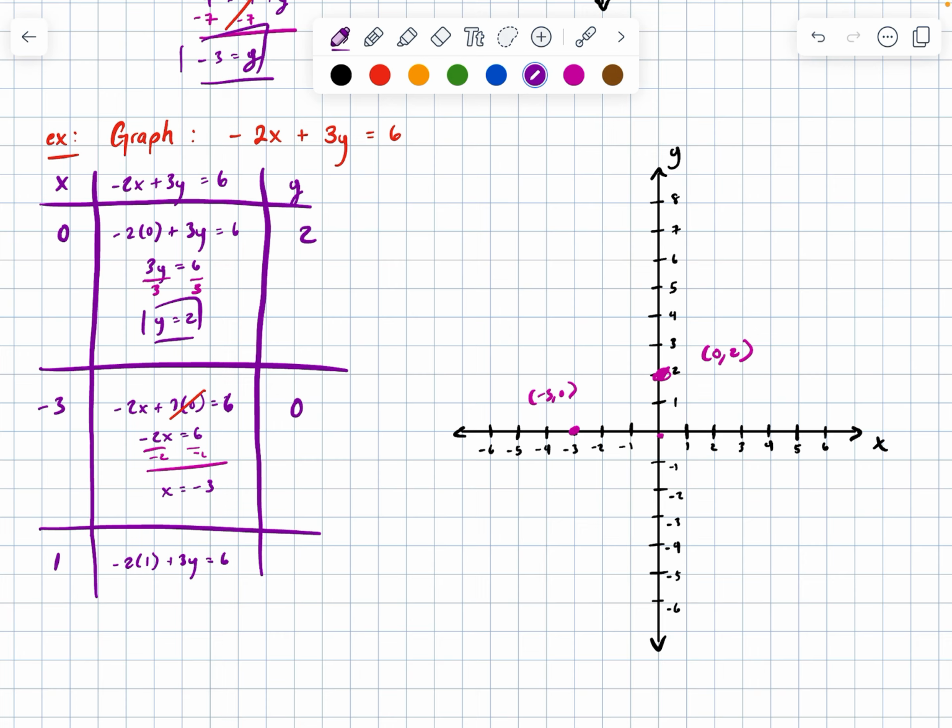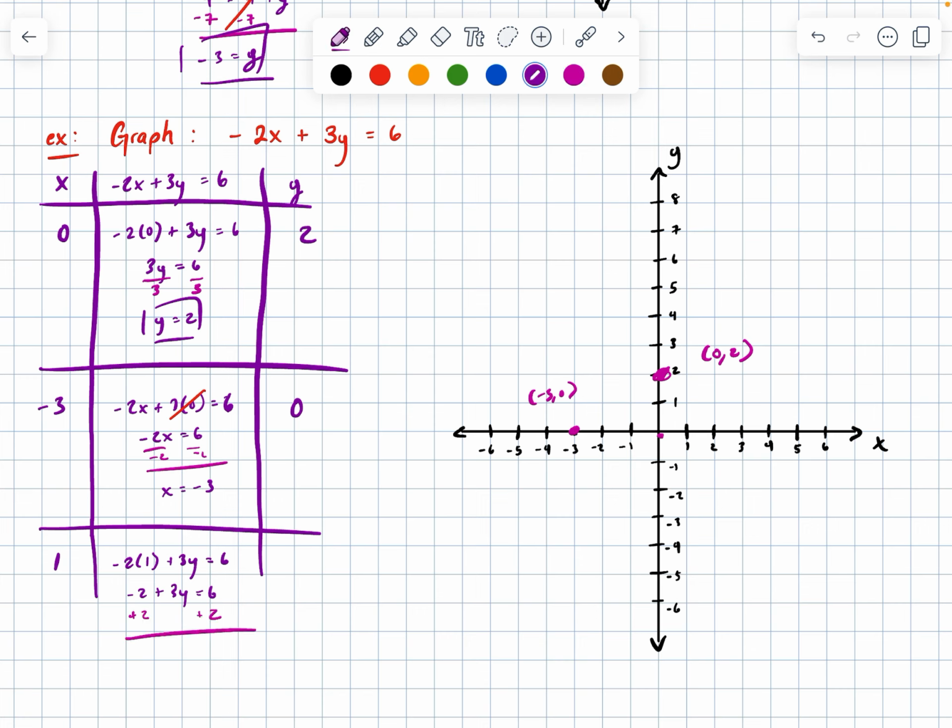Now, just a little stop here. Would it have made more sense to use minus 1? No, not necessarily. You could do whatever you want. It doesn't matter. Okay, so let's say that we use the positive one. Yes, the positive one. So now I have minus 2 plus 3y is 6.